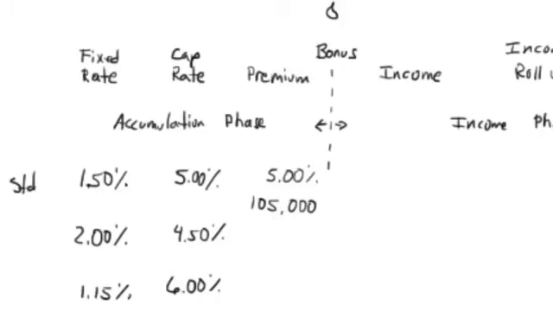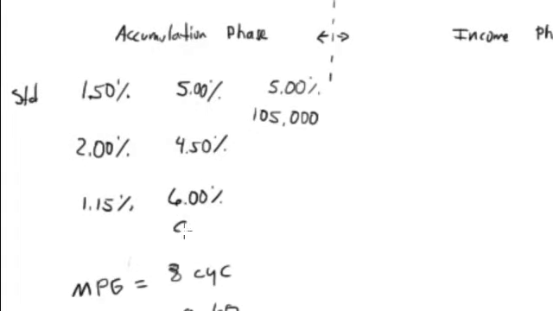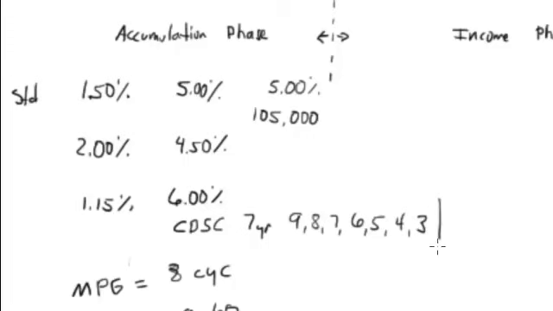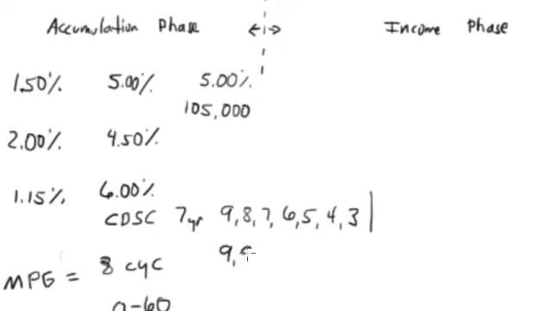Well, if the standard CDSC, what does CDSC stand for? Contingent Deferred Sales Charge. When can I get my money out without any kind of penalty? If the standard on a 7-year is 9, 8, 7, 6, 5, 4, 3, and then you're done. If that's the standard and there's a bonus here, I can almost assure you that your CDSC is going to look something like this: 9, 9, 9, 8, 7, 6, 5.